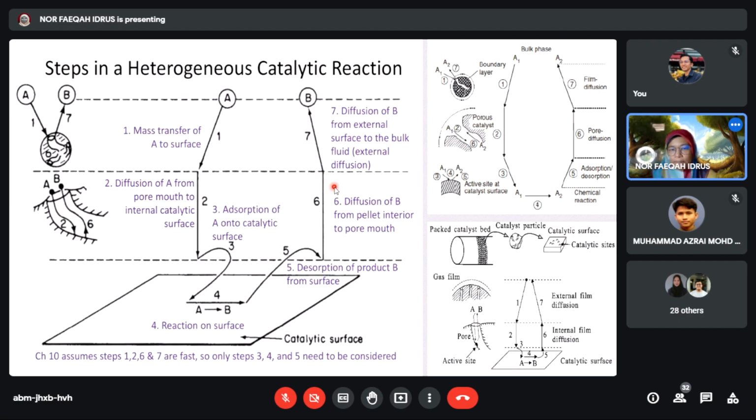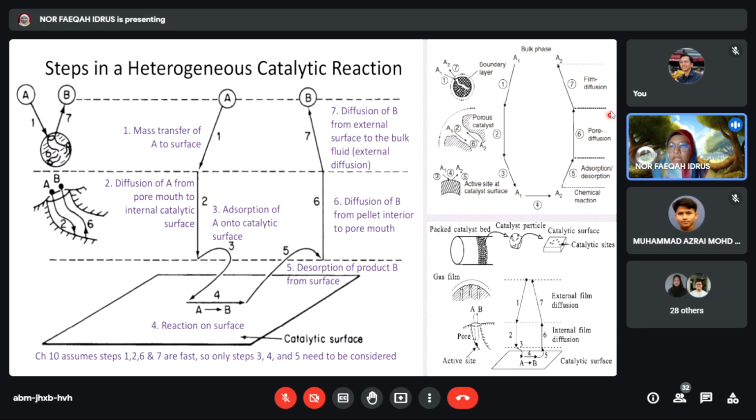So step 6. And then finally step 7, after the product reaches the external surface of the catalyst via the pore mouth from the interior side of the catalyst, there is diffusion of B from the external surface to the bulk fluid. So the product will go back to the bulk fluid area. So this is the overall process of catalytic reaction on the porous catalyst.